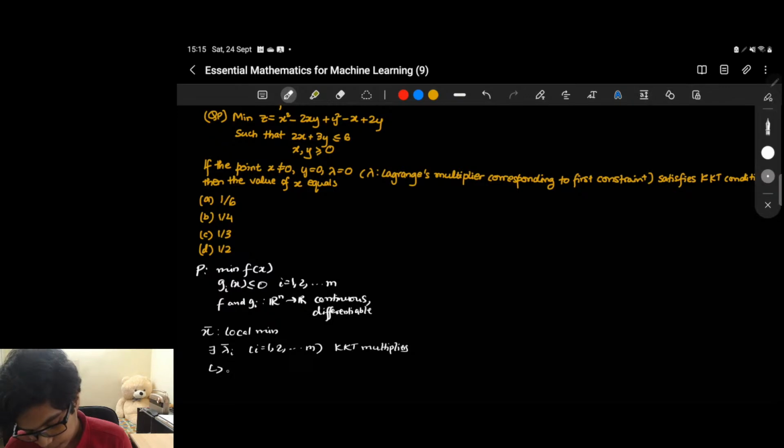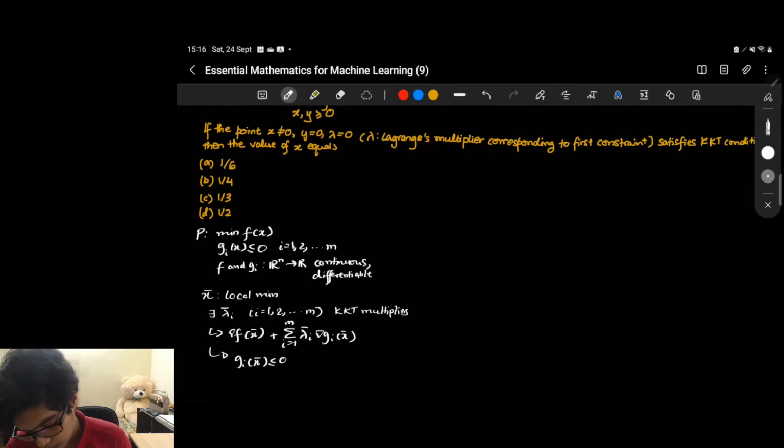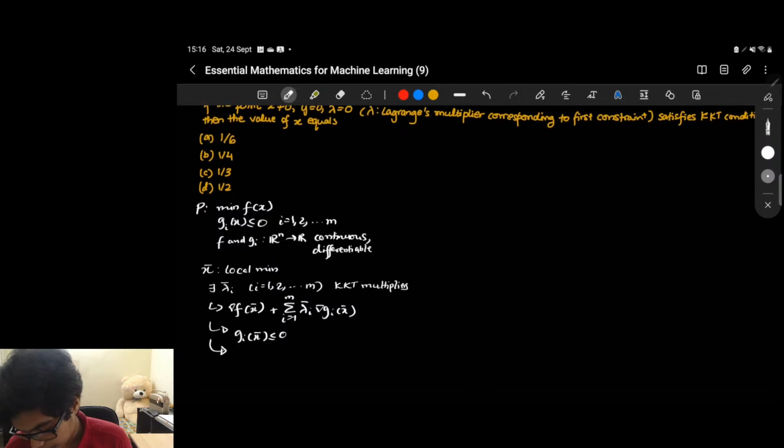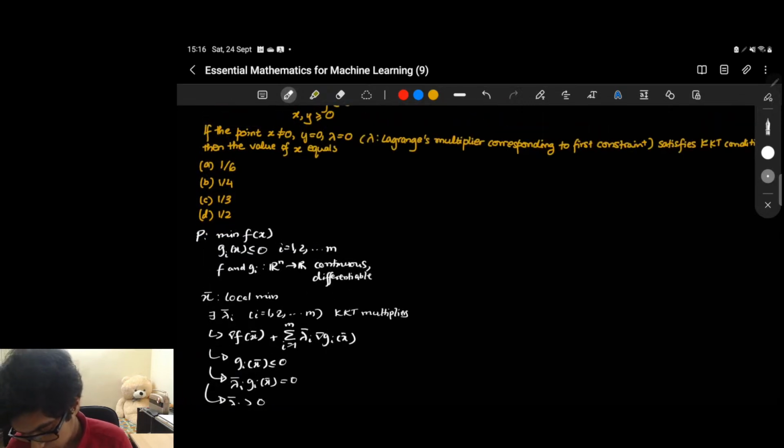Then we have the following conditions that need to be satisfied. So these are necessary conditions. This is the first condition, then this is the second condition, then we have the third condition, and finally the fourth condition. So these are the KKT conditions.